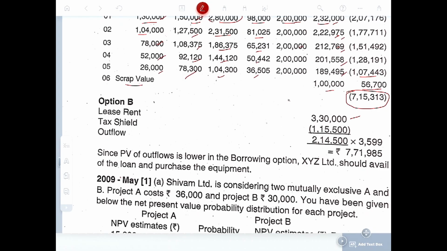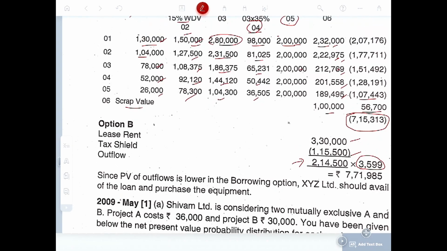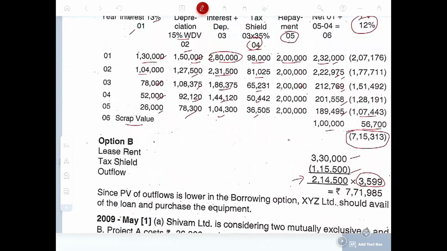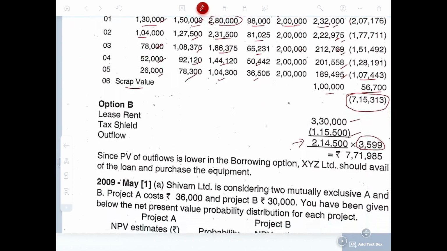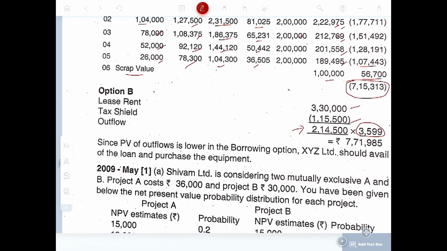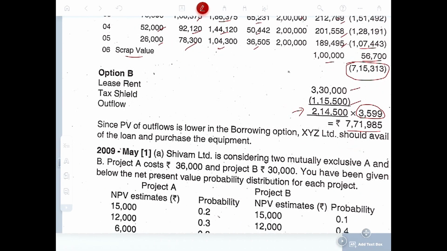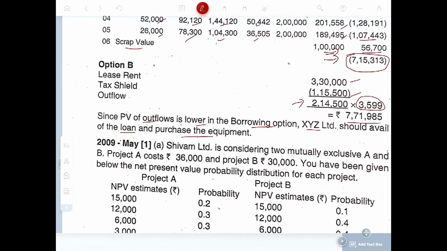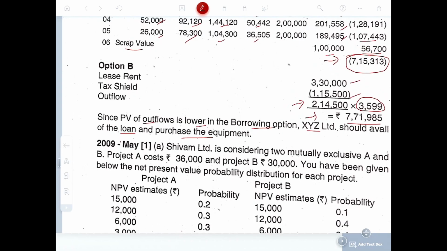Lease rental is 3,30,000 every year. Tax shield is 3,30,000 and the outflow is how much? 7,80,000 into 3.599. Why 3.599? Because the present value factor is at 12 percentage for 5 years. Then 3.7 lakh 17,000. So the present value outflow is lower than the borrowing option. So XYZ should avail the loan and purchase the equipment. The outflow is lower here; the outflow is higher there.